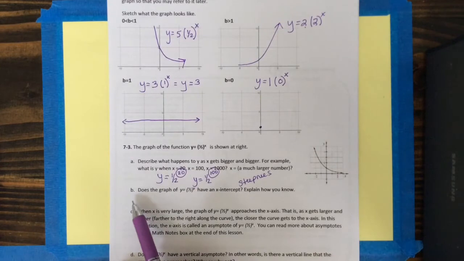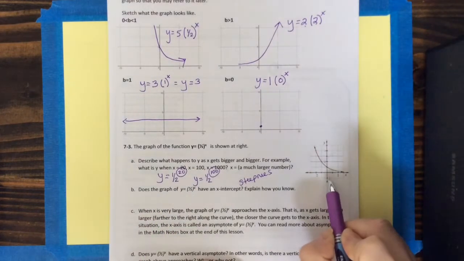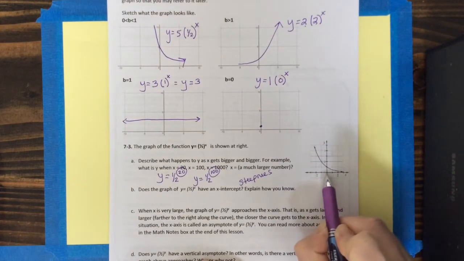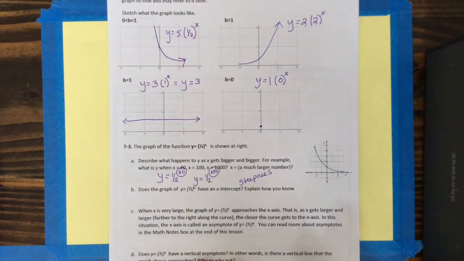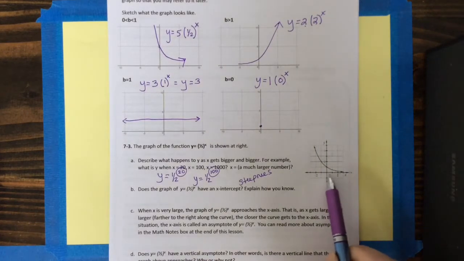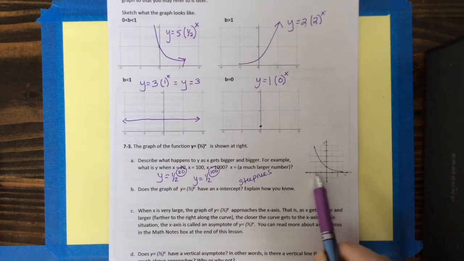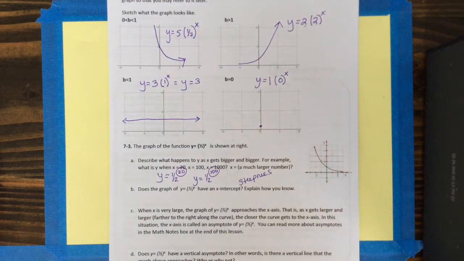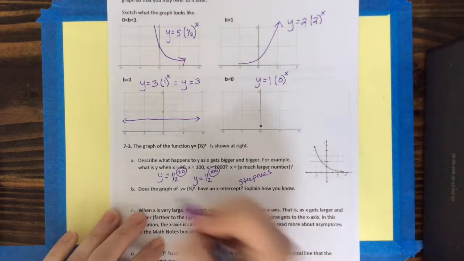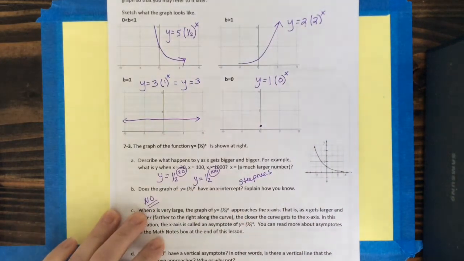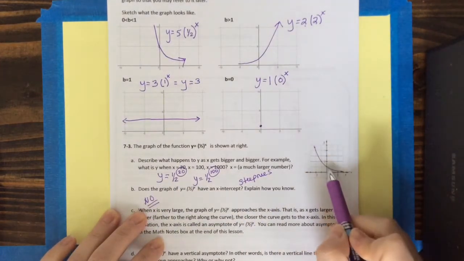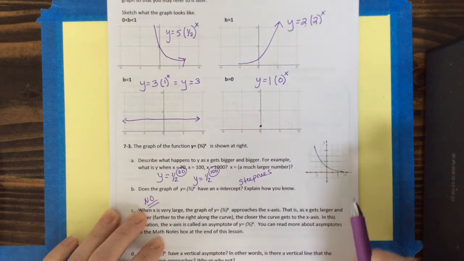Okay, so part B: does the graph of y equals 1/2 to the x have an x-intercept? In other words, will it ever cross the x-axis? Well, what is the y value along the x-axis? That would be a y value of 0. Can 1/2 to the x power ever equal 0? And the answer is no. So this graph will approach the x-axis but never cross it.